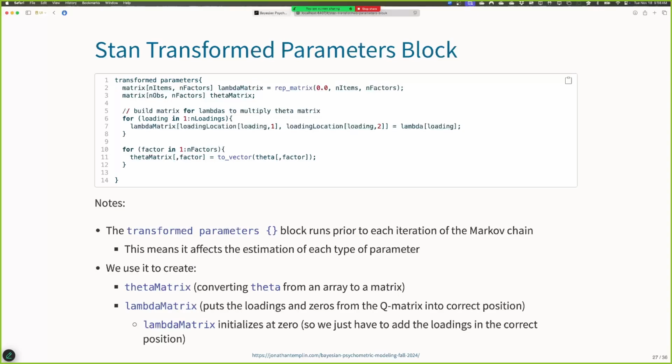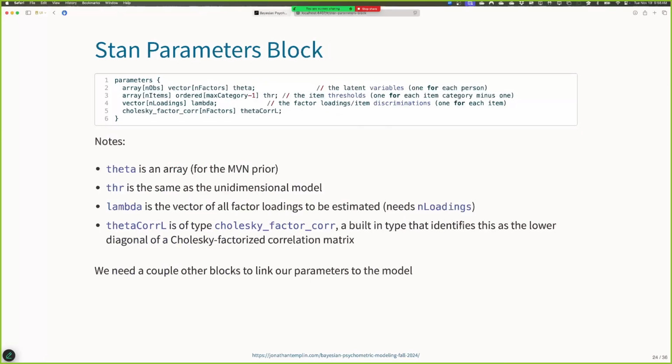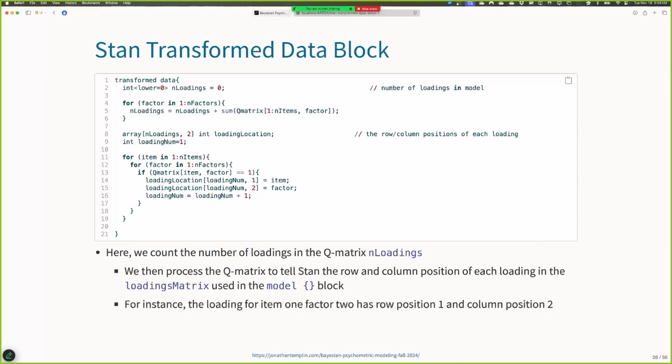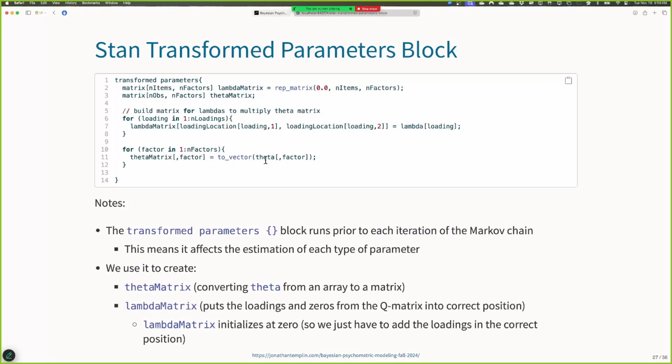Okay. Finally, theta matrix. Why do I have to make theta a matrix? Stan multiplies lambda matrix as a matrix product, right? I need theta matrix to be in a form that allows it to do that. And that's what I'm doing here. Theta matrix is basically taking my theta and making it into a matrix, for every column of theta, turning it into a matrix object right here.